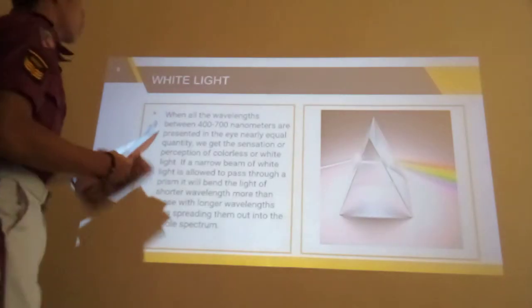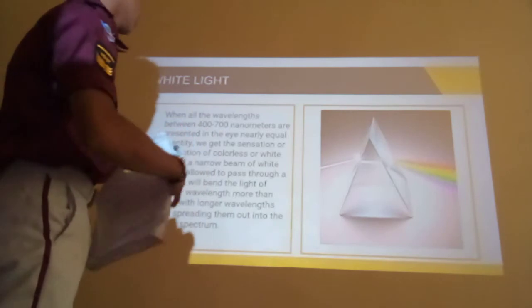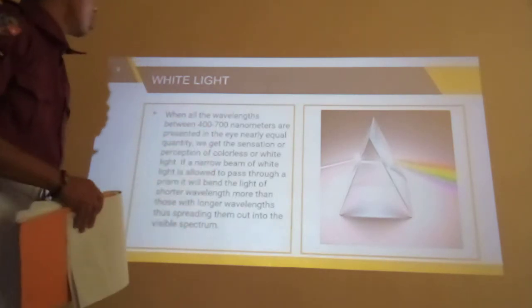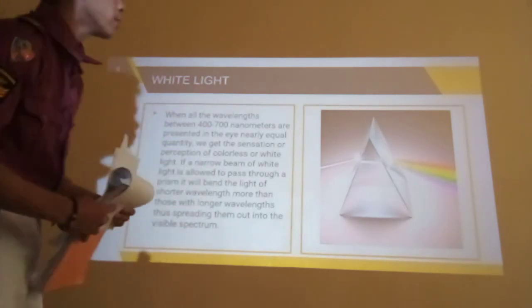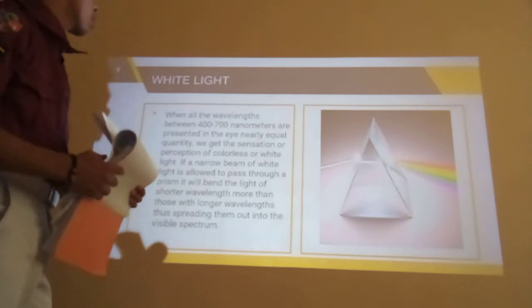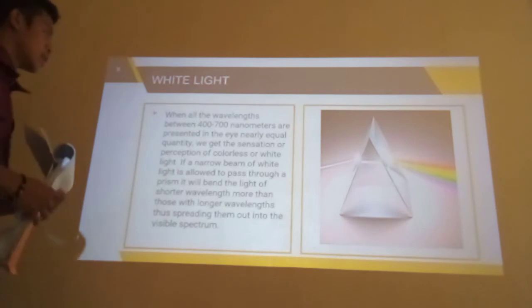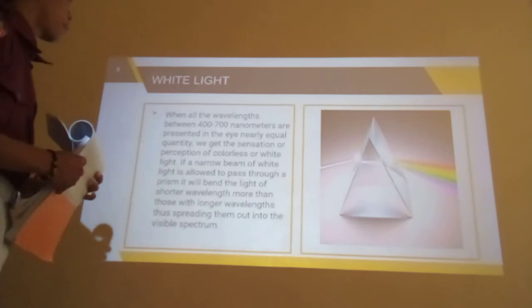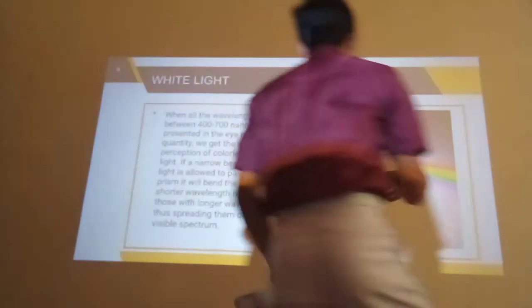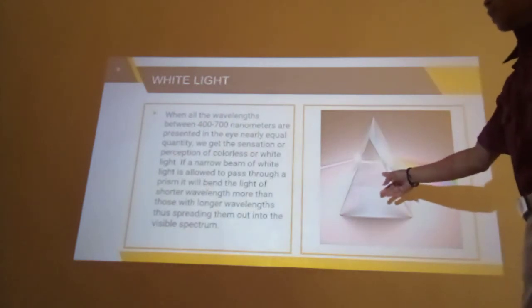So this is the example of the white light. When all the wavelengths between 400 to 700 nanometers are presented to the eye in nearly equal quantity, we get this sensation of perception of colorless or white light.